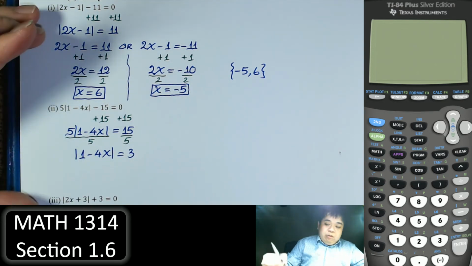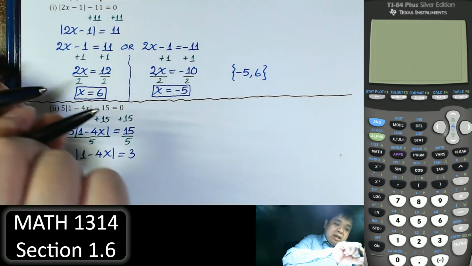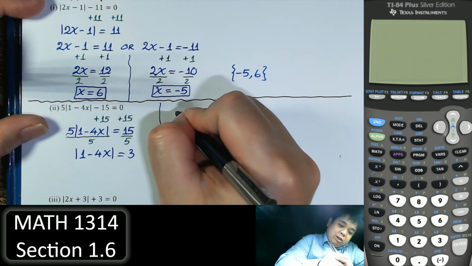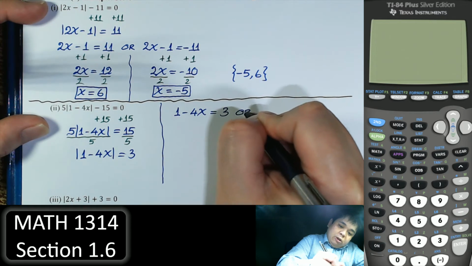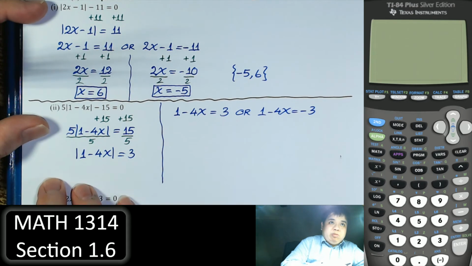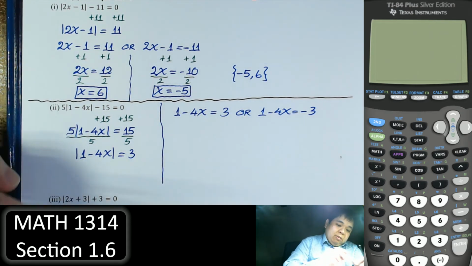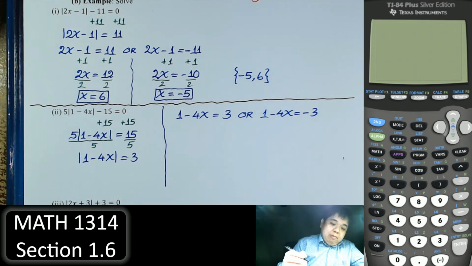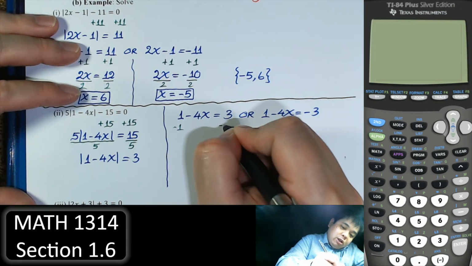Right. The absolute value is equal to a positive number. So in that case, it's equal to that number or the opposite of it. So we say 1 minus 4x equal to 3, or 1 minus 4x equal to negative 3. So when the absolute value is equal to a number, it's going to be equal to the positive or negative of that number. But again, the right hand side here has to be positive, or 0.